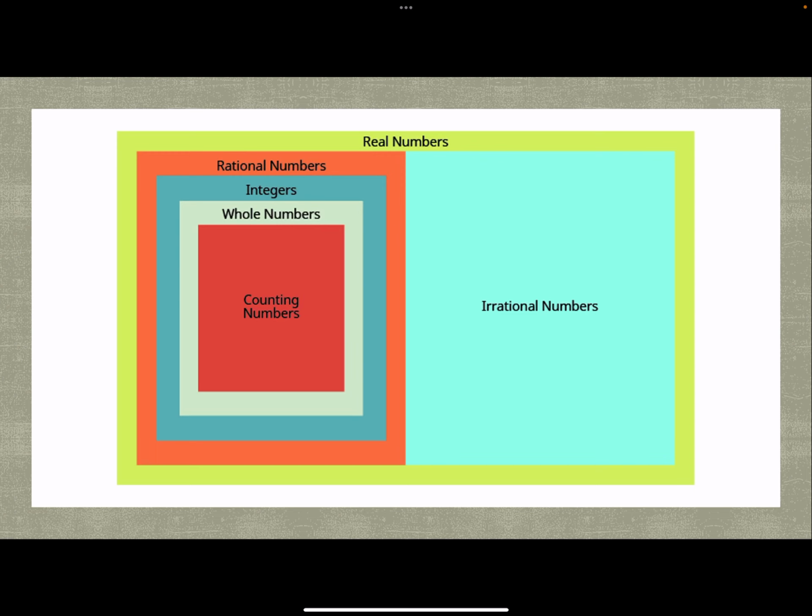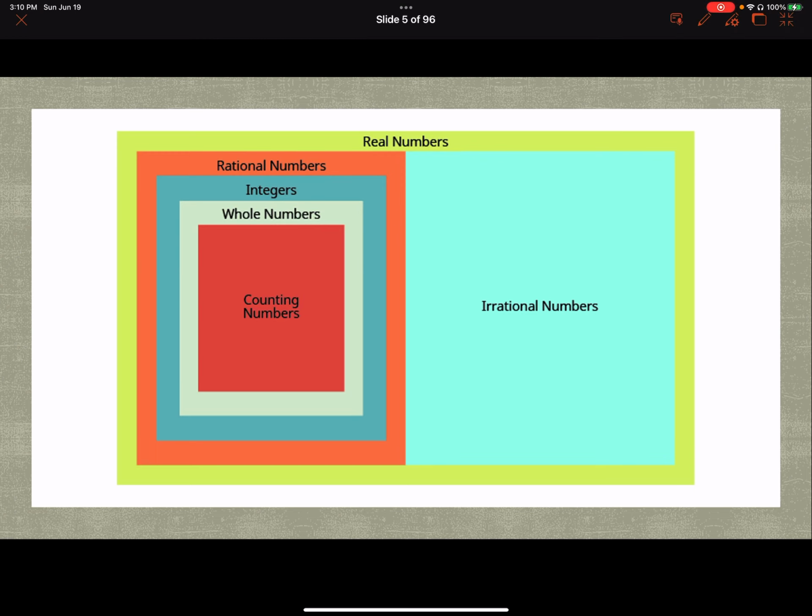So here's a good visualization of the containment, right? We have the counting numbers like 1, 2, 3. After that, we throw in 0 to get the whole numbers. We add in the additive inverses, or the negative whole numbers. We've got our rational numbers, that's anything that can be written as a fraction. And those are all kind of contained within each other.